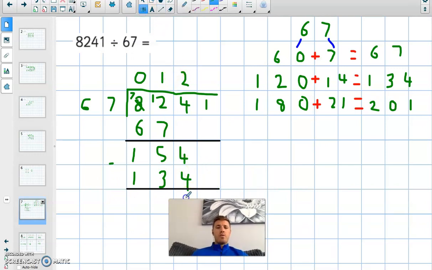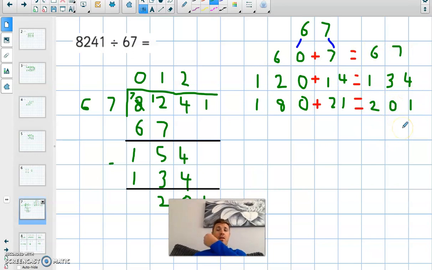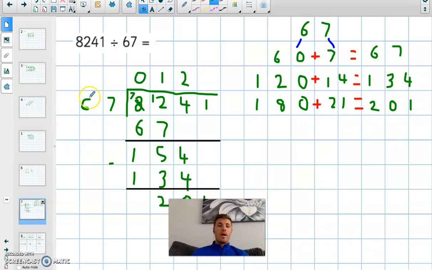So 4 take away 4 is 0, 5 take away 3 is 2, and 1 take away 1 is 0. But I'm not going to put the 0 there, I'm just going to leave it as it is. And then I'm going to drop my final digit all the way down to make 201. Now I refer back to my multiples, and I know that I've ended up on 201. So that gives me a really good indication that there's not going to be a remainder in this number. So how many 67s are in 201? Well, there's 1, 2, 3, without a remainder. So my answer is 123.